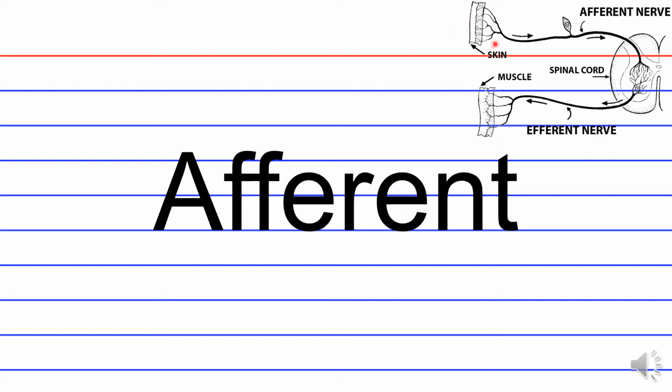So here we can see an afferent neuron exiting an organ, which in this case is the skin, and bringing information to the ventral side of the central nervous system, okay? And here we see an efferent neuron leaving, all right?